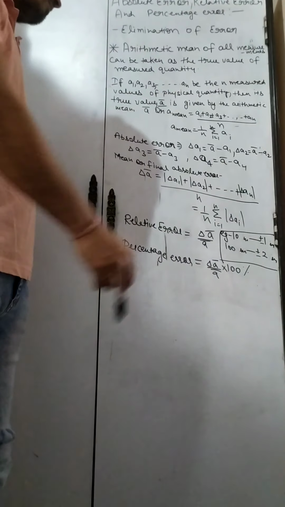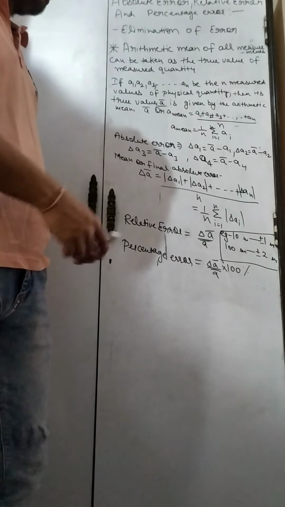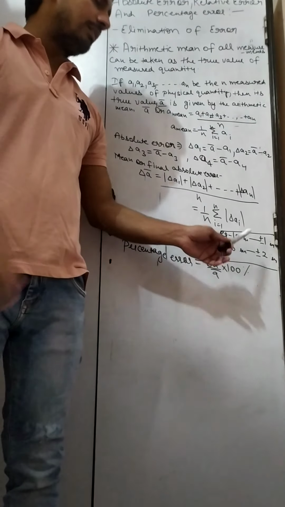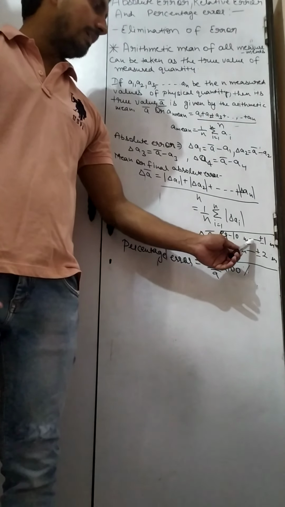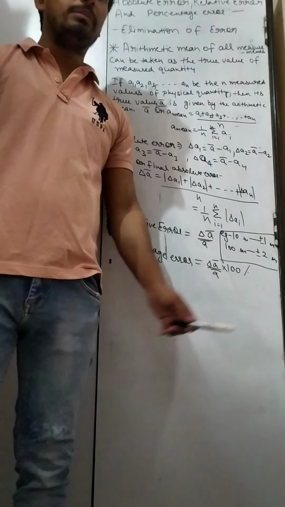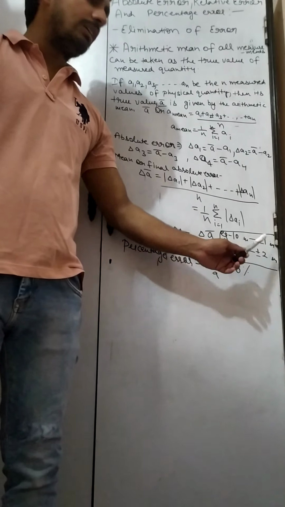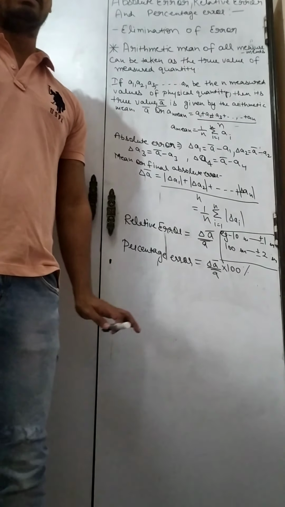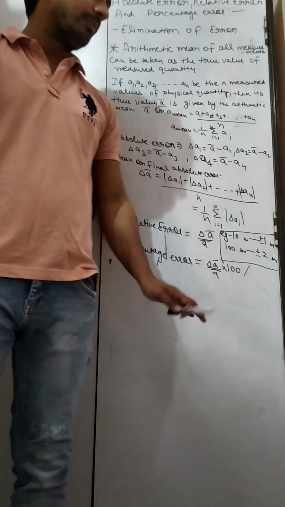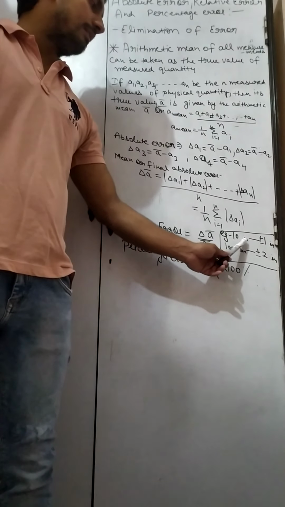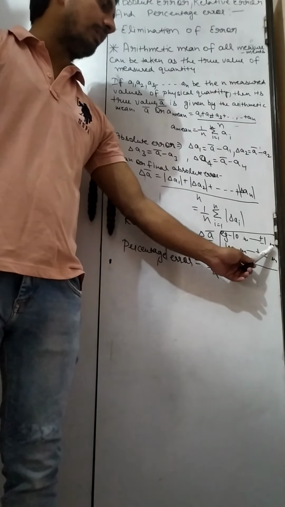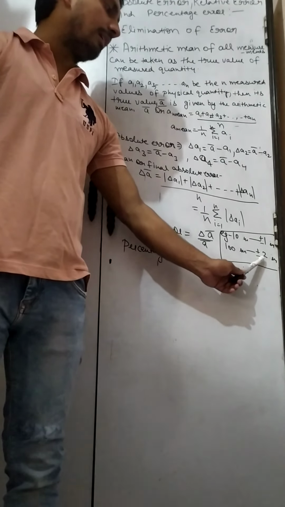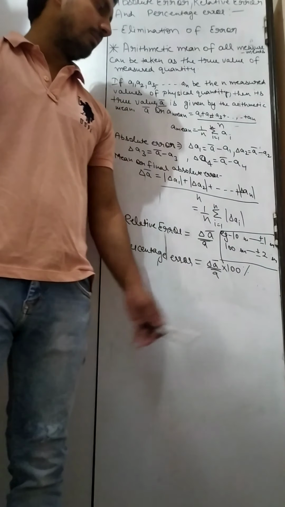What is relative error? Here is an example by which you can understand it. Suppose we are going to measure a distance of 10 meters, and there is an error of plus minus 1 meter. Plus minus means it can be a positive error or a negative error. Again, you measure a distance of 100 meters and the error is plus minus 2 meters.